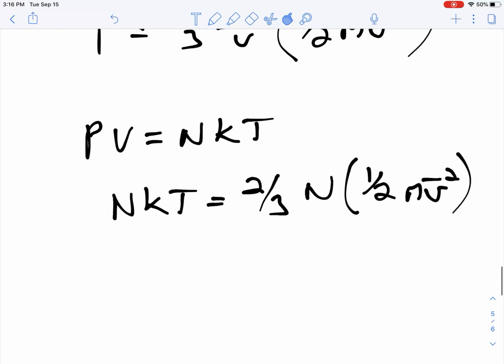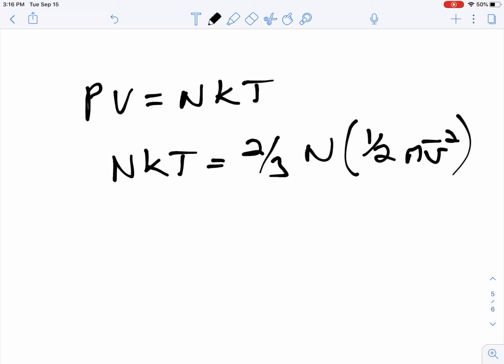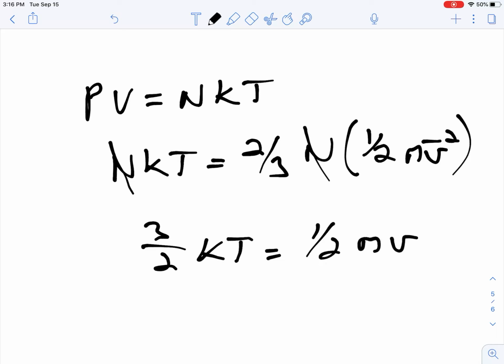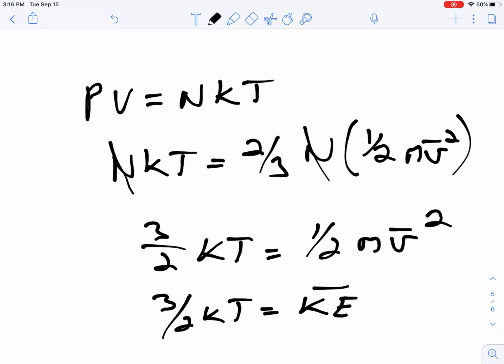Alright. Well, once we've done that, we see that that can cancel. And then I can say that 3/2 KT is equal to 1/2 M average V squared. So I can say that the average kinetic energy, I'll just write it here, is equal to 3/2 KT.